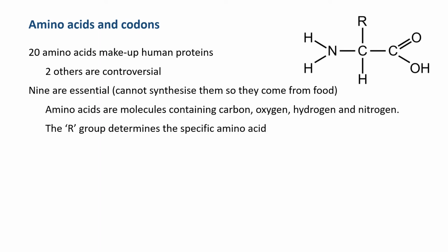And amino acids are basically molecules, and those molecules contain carbon, oxygen, hydrogen, and nitrogen in different quantities. The R group you see at the top there, you see an R. There is no chemical that has R, as far as I'm aware, not one that makes up amino acids. That's the R group. The R group determines the specific amino acid. So whatever is bound on there will decide what sort of amino acid it is.